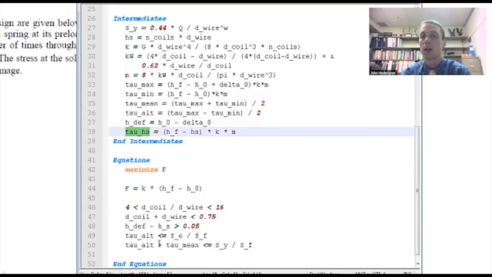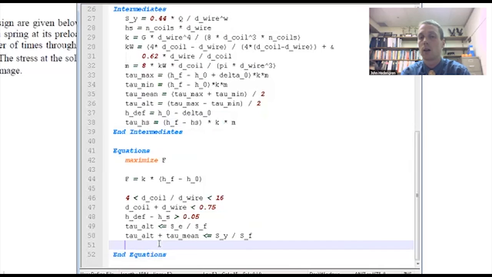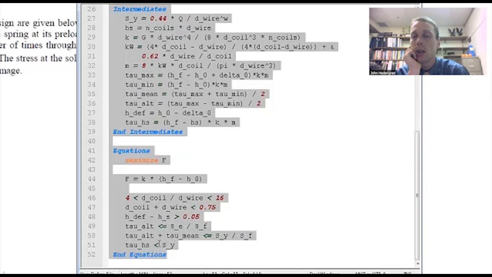Okay, and then tau HS has got to be less than SY. So one thing that somebody asked is, do we also need to put in the safety factor here? Let's go ahead and try it without the safety factor, and then add it back in later and just see how that affects the solution.